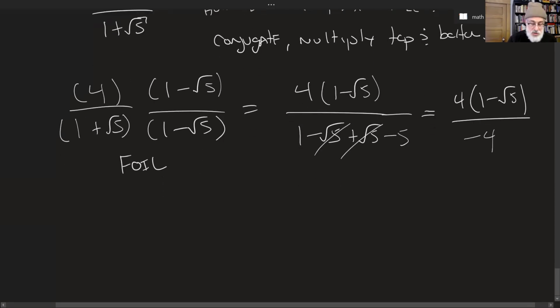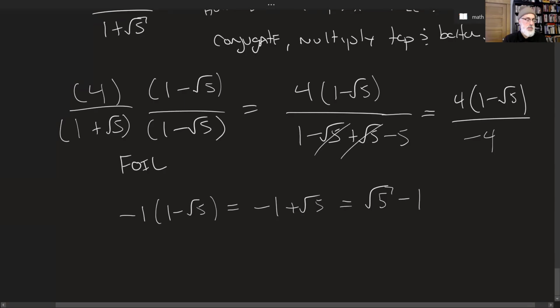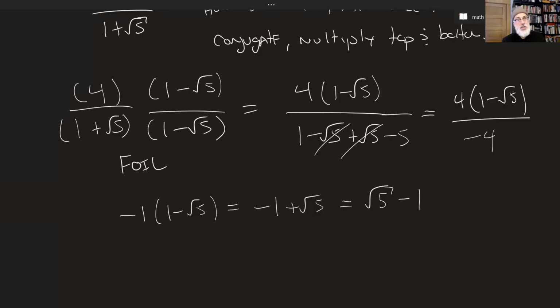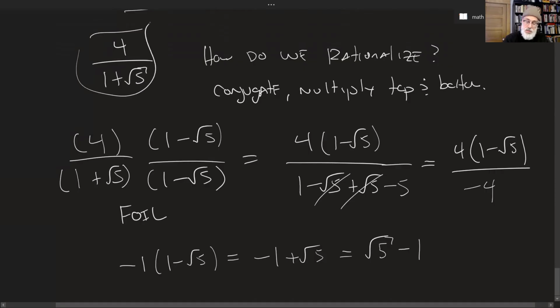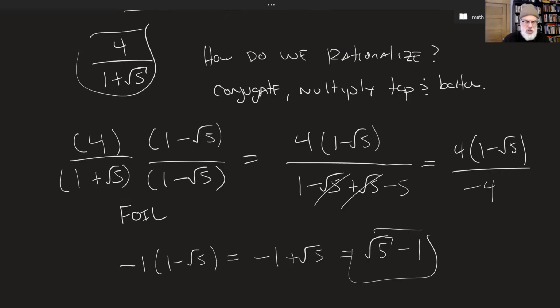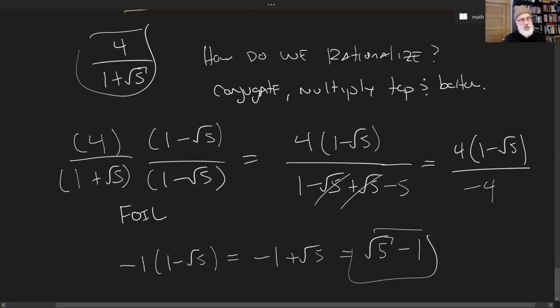4 divided by -4 is just -1. 1 minus the square root of 5, that's -1, plus the square root of 5, which you want to write that way, it looks better. All right, so conjugate is useful. It helps us rationalize. Now this and this are the same expression. One is a little bit more clear. 4 divided by 1 plus the square root of 5, or square root of 5 minus 1, I think is a little bit clearer.